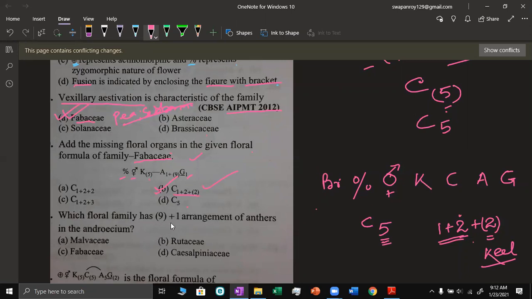Next: which floral family has a 9+1 arrangement of anthers? Already see here, in this floral formula, this indicates the diadelphous condition of the stamens, where 9 are united and 1 is free. So 2 bundles are produced. This is again from the Fabaceae. Say Rutaceae, these are not in your syllabus. Rutaceae, Malvaceae. Caesalpinaceae is another subfamily of the family Leguminosae, very close to Fabaceae.